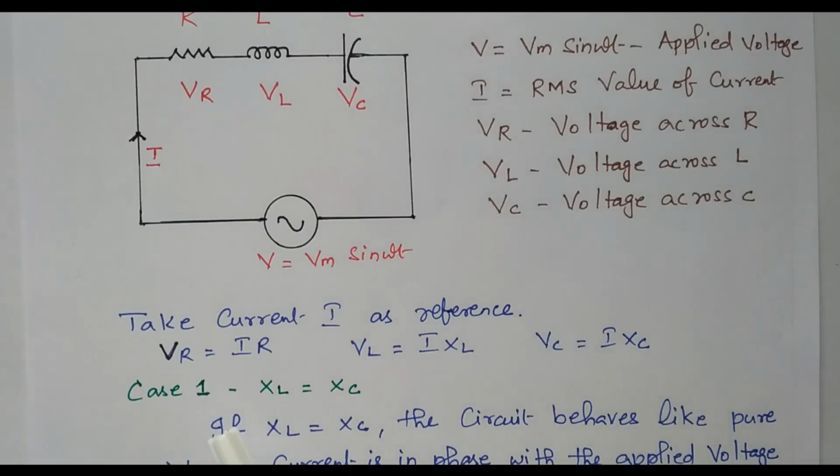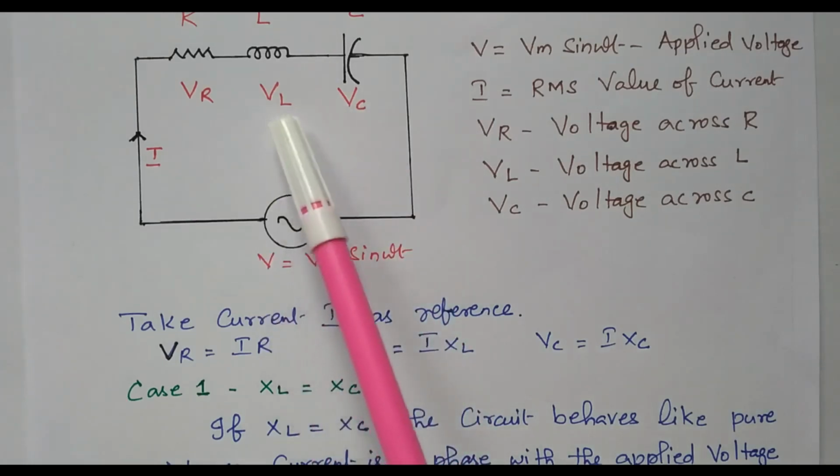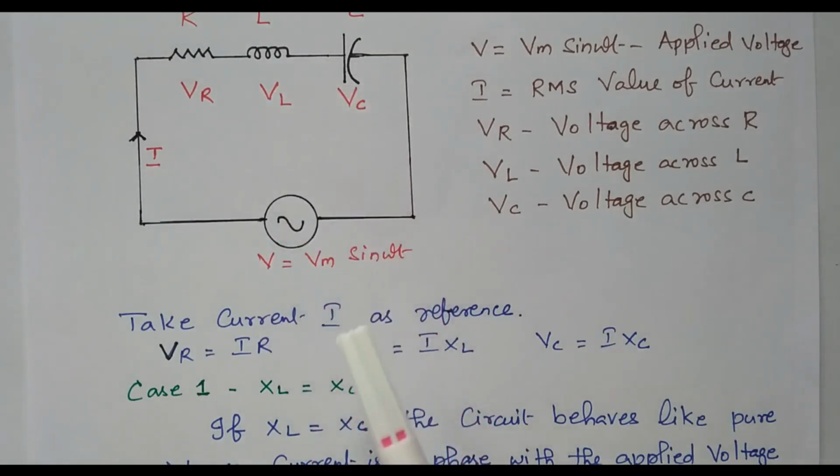The analysis of the RL circuit and RC circuit is available in the previous video. The link is available in the description box. You can view that. In this circuit we have both inductor and capacitor. So based on the values of inductor and capacitor, the current may be lagging or leading. Based on that we have three different cases. The first one is XL equal to XC. In case 1, the capacitive reactance equals the inductive reactance. Both are equal.